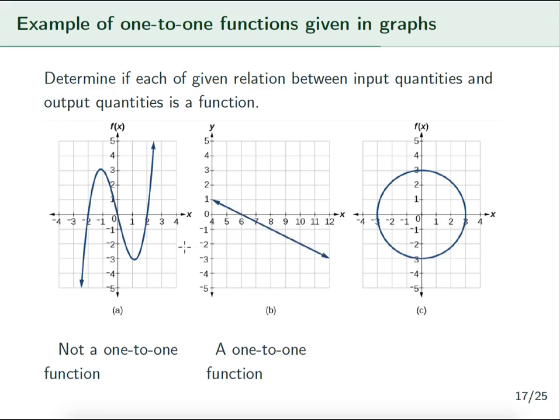Again, you can also think of the horizontal line test. You can draw an imaginary horizontal line here and scan it up and down. And if it only intersects the graph at one point, then it is a one-to-one function.